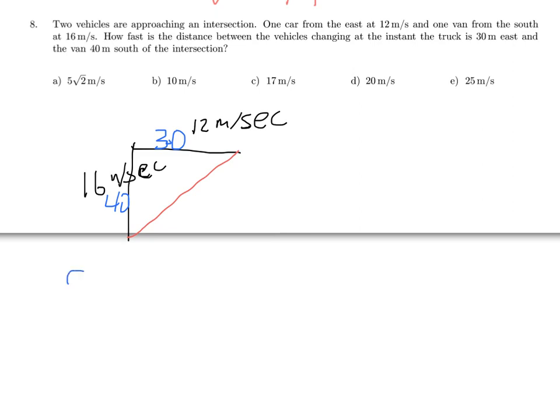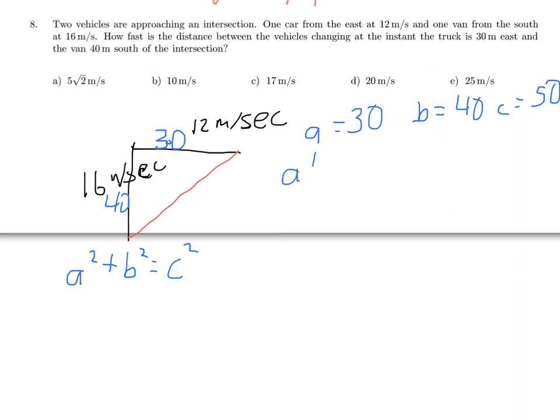This is a clear Pythagorean theorem problem. A squared plus b squared equals c squared is the formula we'll use. And we'll let a be the small side, 30, b 40, and c would be 50. A prime, the rate at which this side is changing, is negative 12. It's shrinking at a rate of 12 meters per second. B prime is the rate at which this side is changing, and that's negative 16 meters per second. And we're searching for c prime.